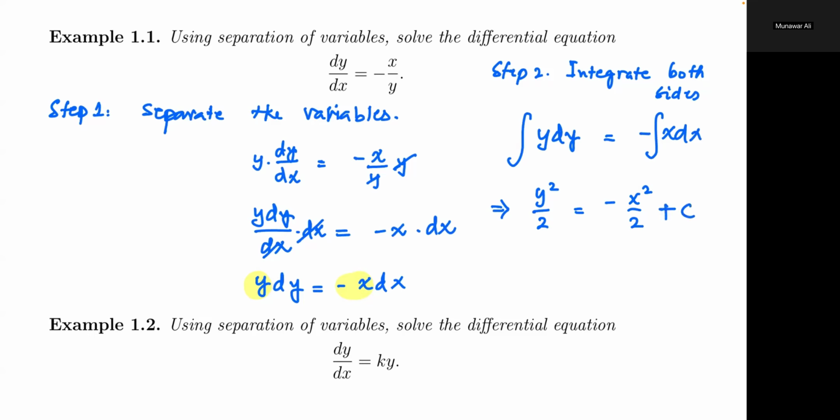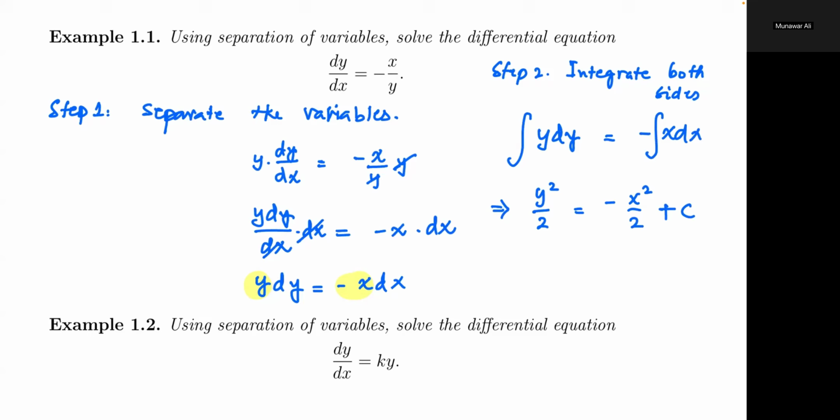We're done with this problem. You separate the variables, you integrate, you're done. But you must introduce the constant of integration. The next point is, if you want, you can rewrite this in a very nice form. If not, then it's okay.